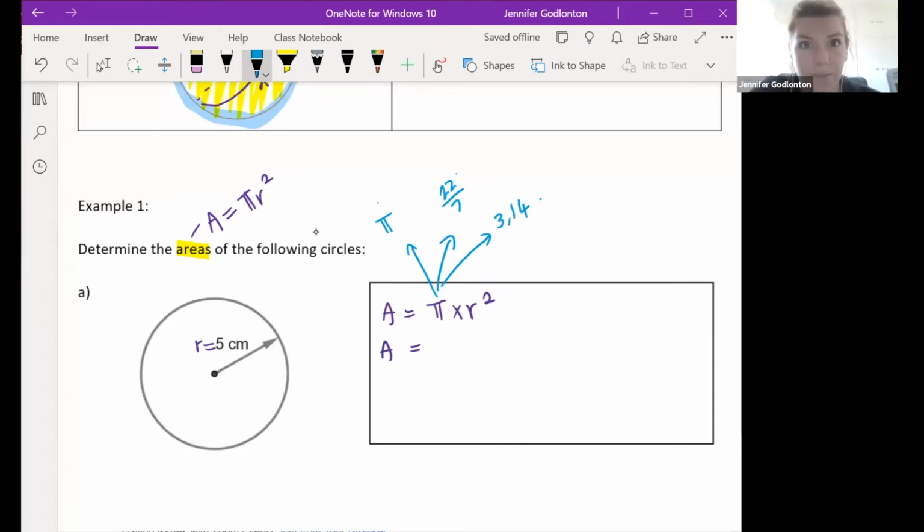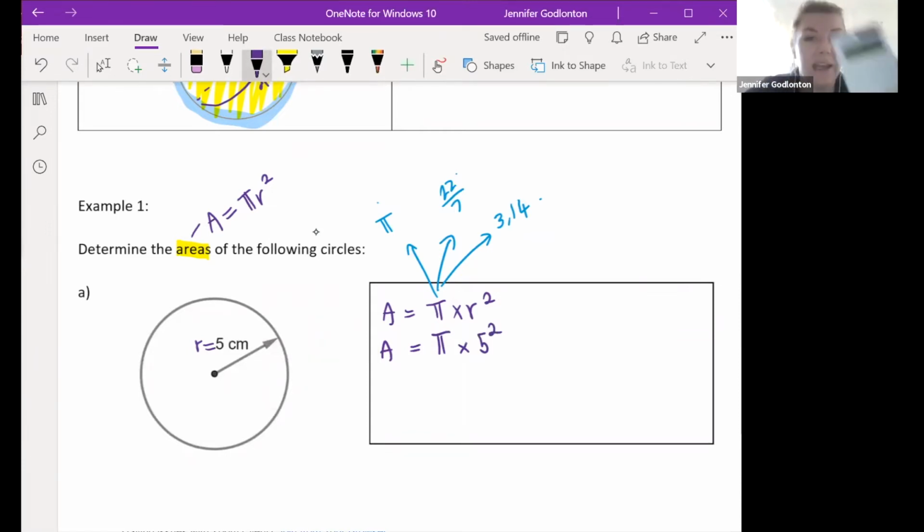It's fine. Okay. So if we're using our calculator, we can just write pi. We don't need to say any number for it. And then I'm going to say times my radius, which is 5, and I'm going to square it. Okay.